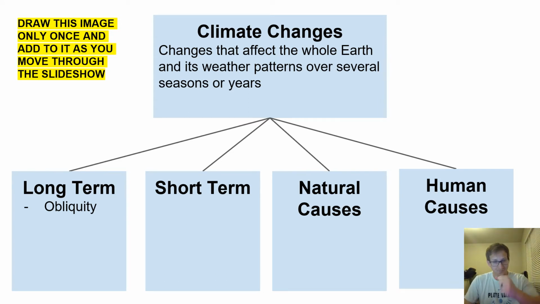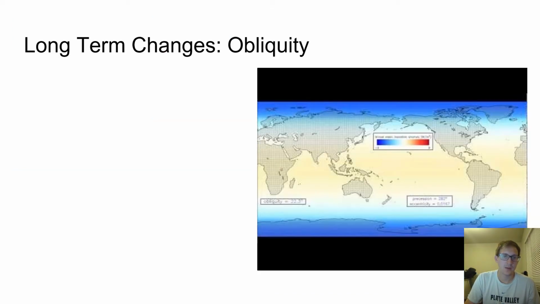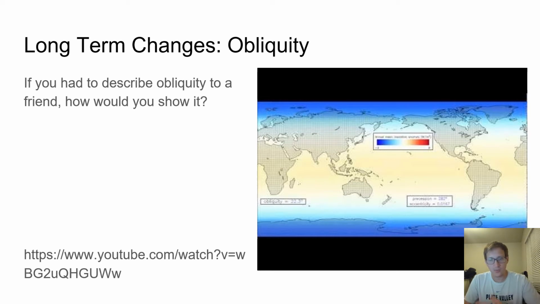What I would recommend, if you're taking notes, is to draw this graphic. We're going to add certain things to each little box and talk about what they mean. So, first one, long-term climate change: obliquity. We had this video on obliquity already, I believe. I'll post it again in case you haven't checked it out.